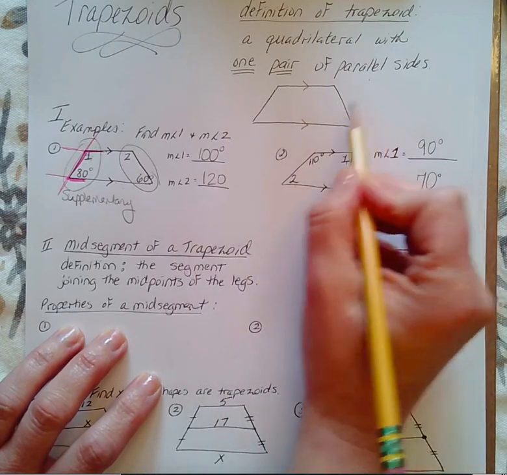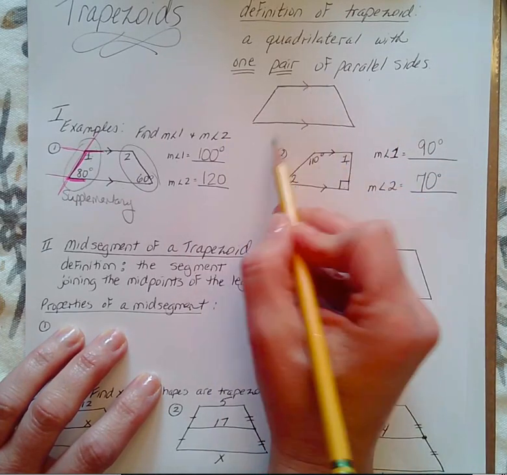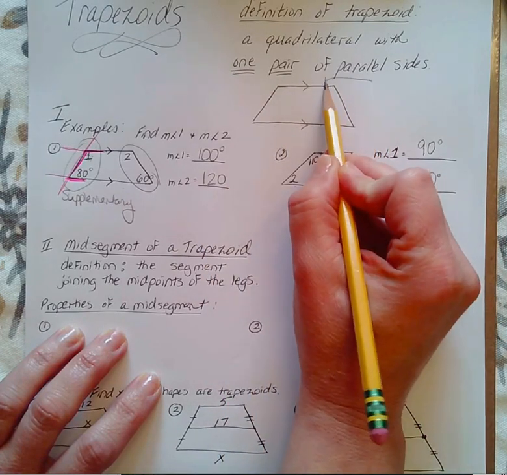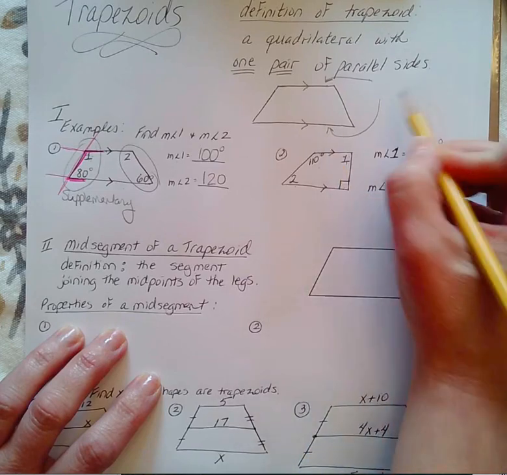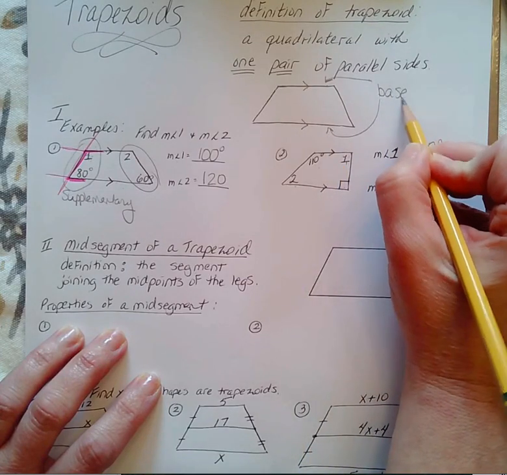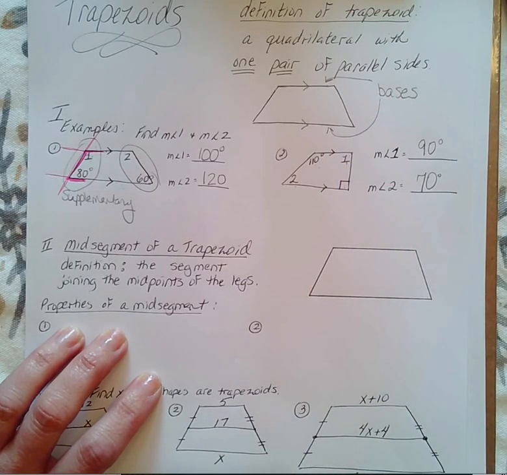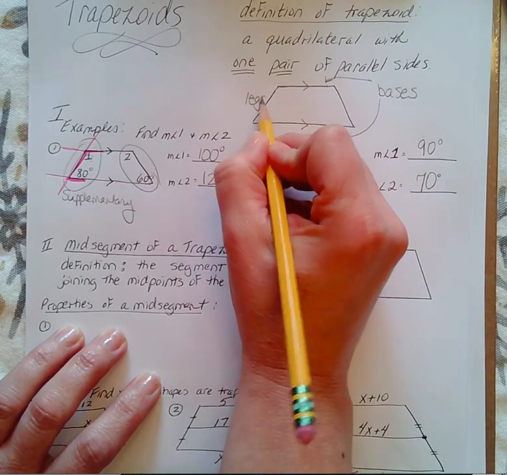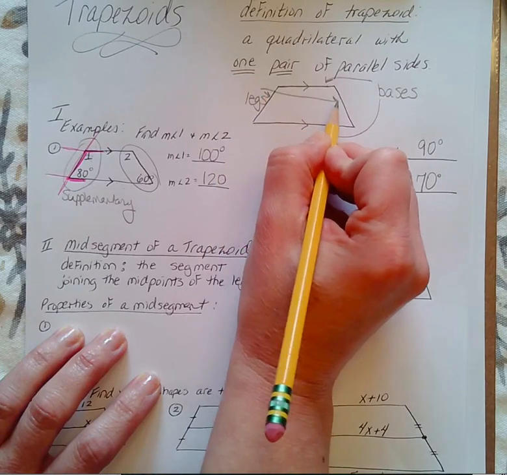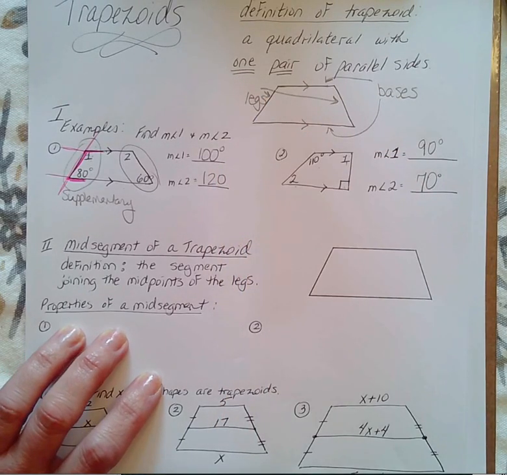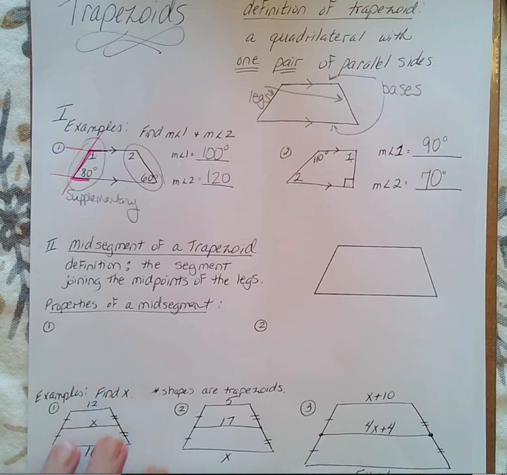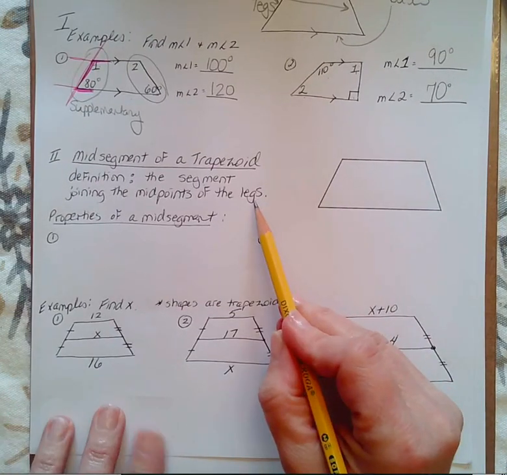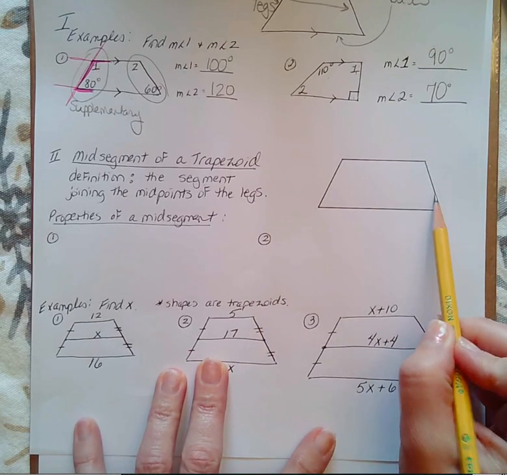So we have the two parallel sides of the trapezoid, and I'm going to call those two parallel sides the bases. The bases are the parallel sides, and these other two sides are called the legs. This one and that one. Those guys there are the legs. So then when I come down here and I talk about a midsegment, now we know what the legs are. The legs are these two pieces here.